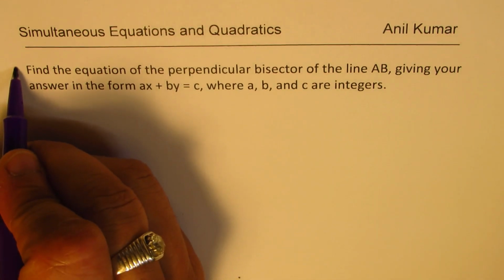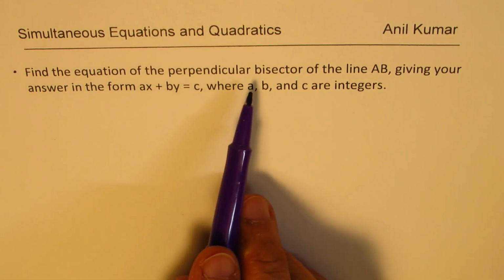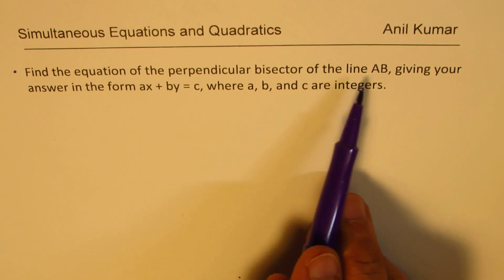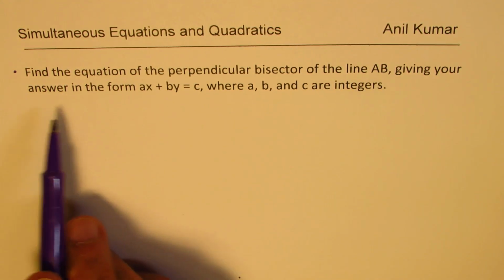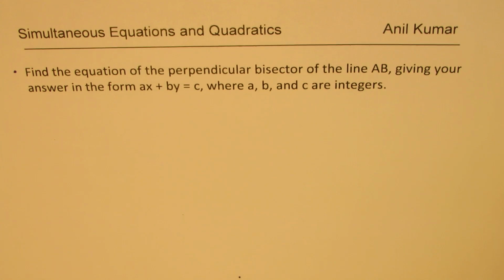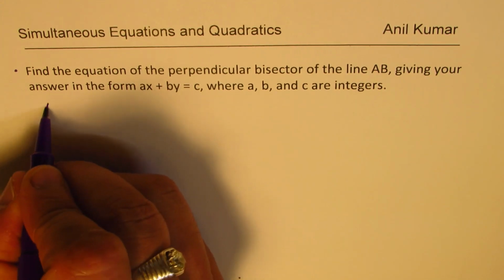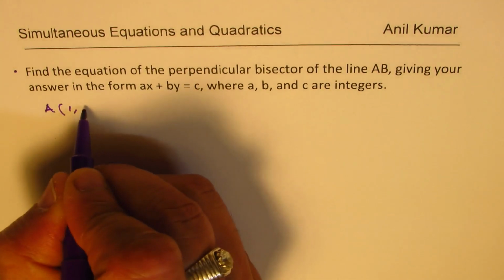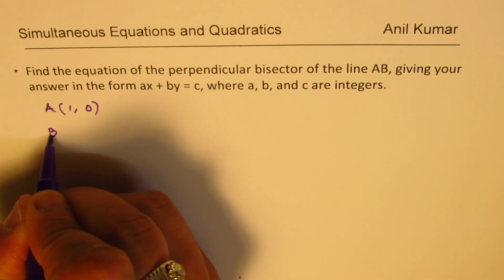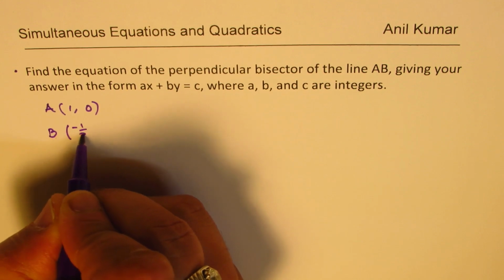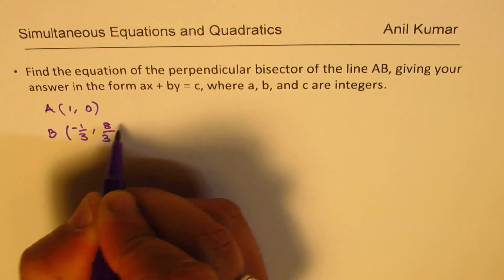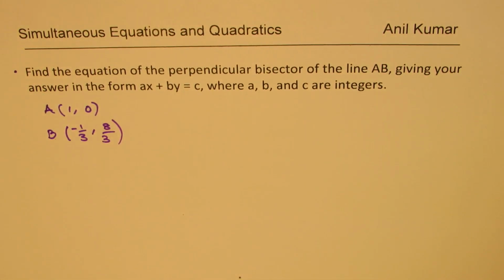So here is the second part of the question. Find the equation of the perpendicular bisector of the line AB, giving your answer in the form ax plus by equals c, where a, b and c are integers. So what we just found was 2 points: A, which is 1, 0, and point B, which was minus 1 over 3 and 8 over 3, correct? Now we need to find the perpendicular bisector.